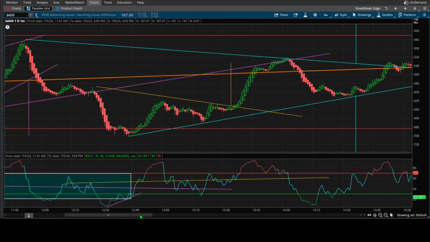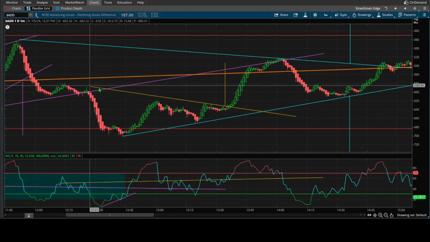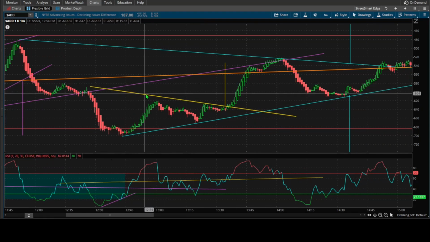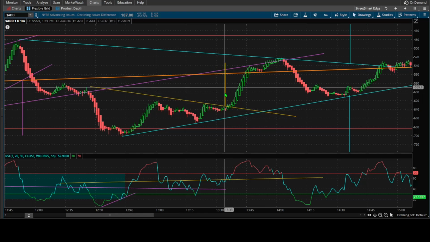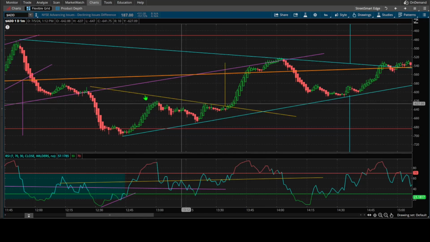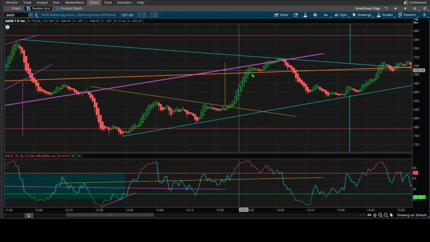So I was following this throughout the day. I noticed that if you draw a line from here to here, there was a bit of resistance that we were coming up against. And so I took a measured move from here to here to see, if we broke out from that resistance, what would we get up to? And you can see we basically got up there.